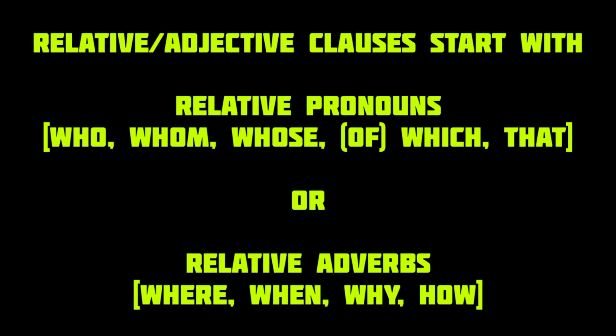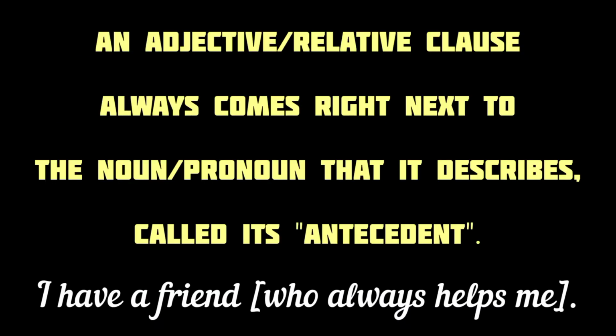So an adjective clause always starts with one of these words and comes right after a noun or pronoun in the main clause to describe it. And remember, the noun or the pronoun in the main clause, right after which the adjective clause comes to describe it, is called its antecedent. For example, I have a friend who always helps me. Here, who always helps me is the adjective clause and the noun friend is its antecedent.